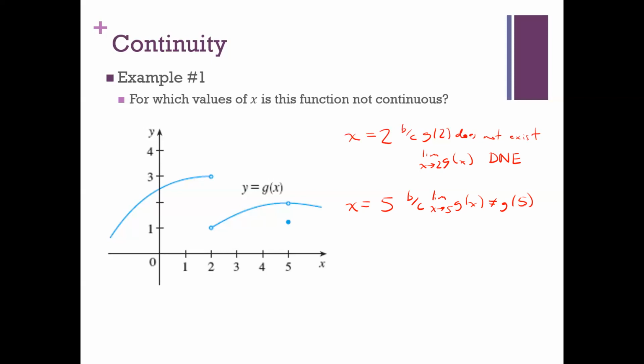Are there any other discontinuities on this graph? That's a complete list. As far as we can see, x equals 2, x equals 5. Any questions about this one?